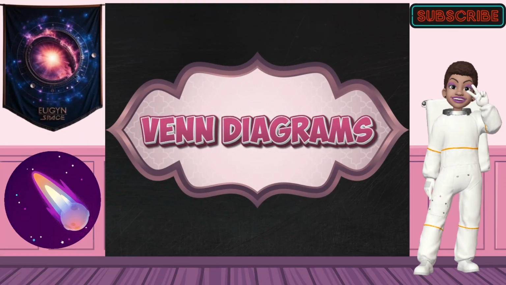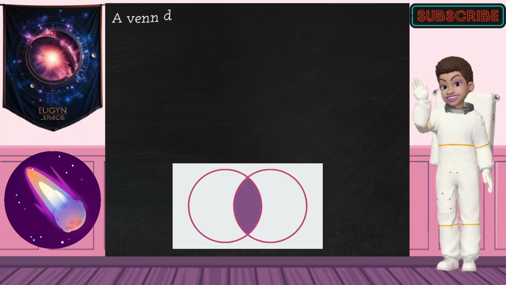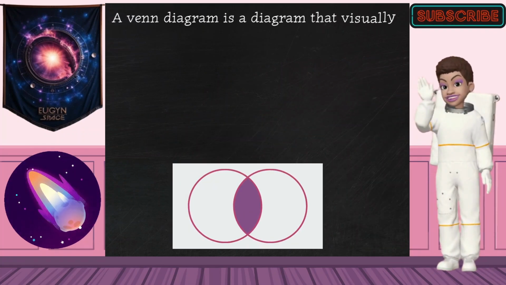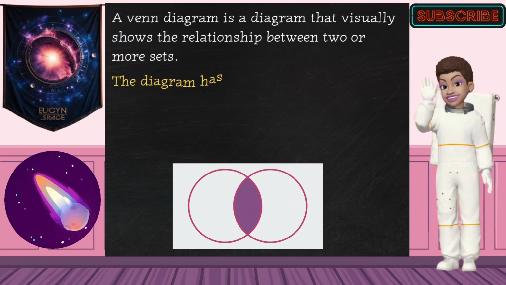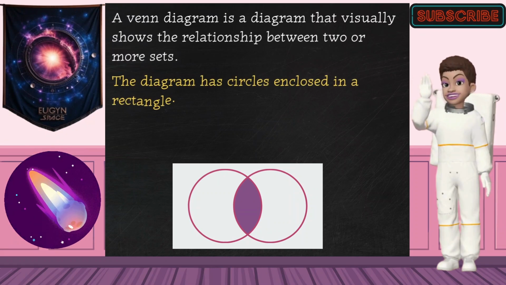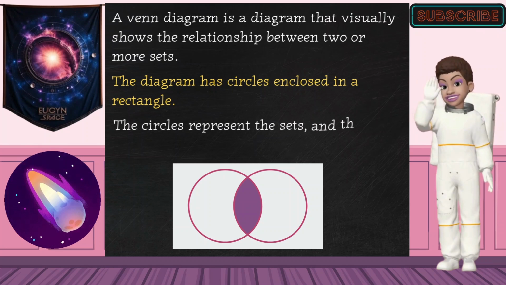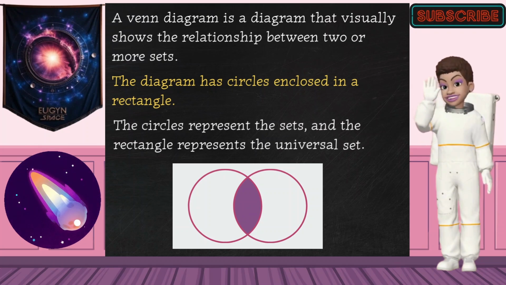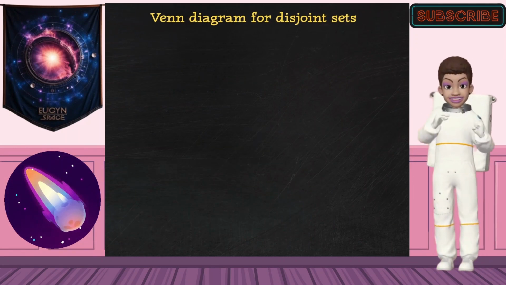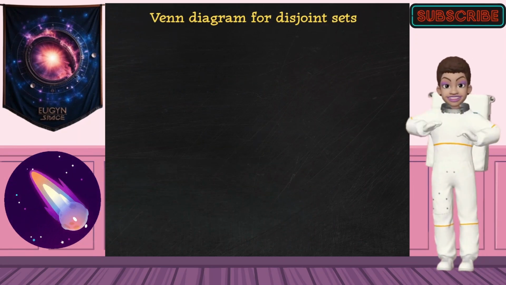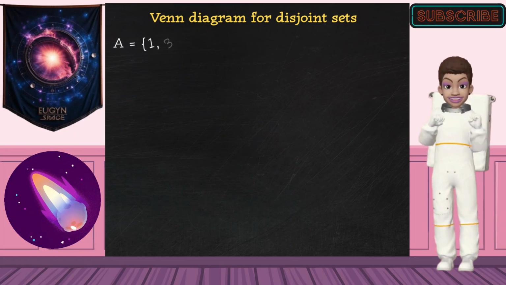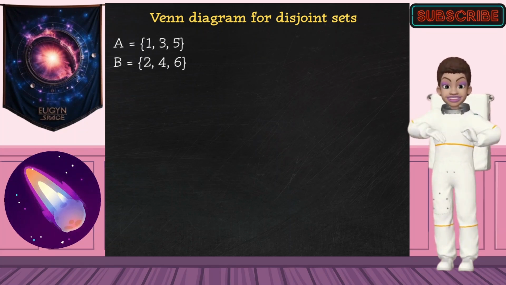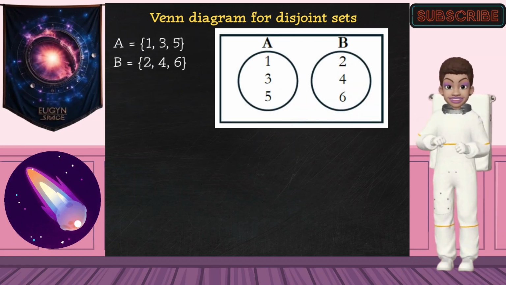Venn diagrams. A Venn diagram is a diagram that visually shows the relationship between two or more sets. The diagram has circles enclosed in a rectangle. The circles represent the sets, and the rectangle represents the universal set. The Venn diagram for disjoint sets will have circles that do not overlap. For example, the two disjoint sets A and B will have a Venn diagram as follows.